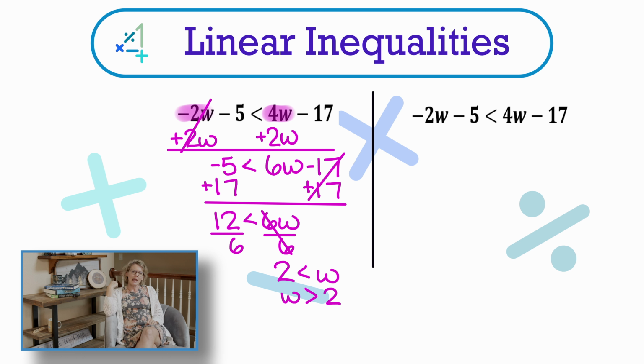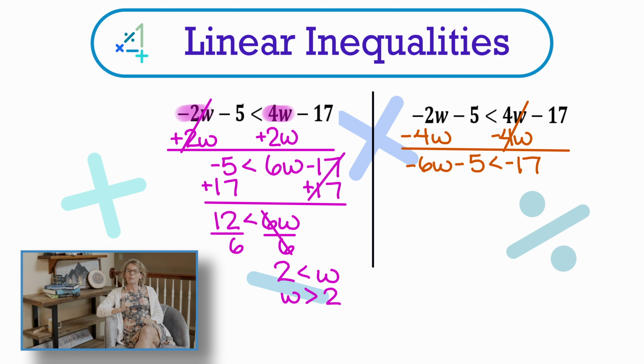Now let's say I made a different choice and I move the 4w over here by subtracting both sides by 4w. I don't flip the inequality yet, but it will happen with this one. I'm at -6w minus 5 is less than -17. Lots and lots of negatives here. Please pay attention to detail and don't let them mysteriously disappear.